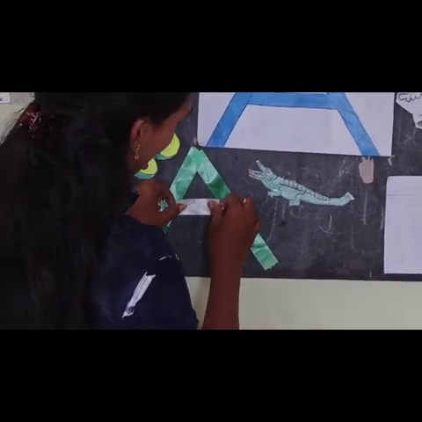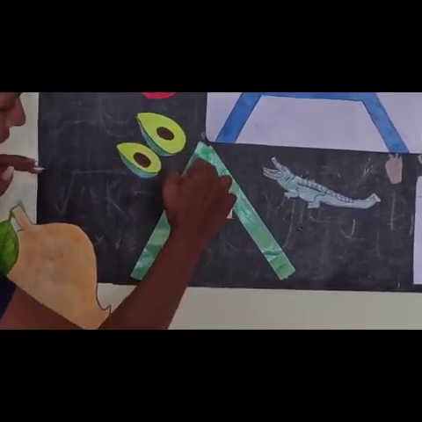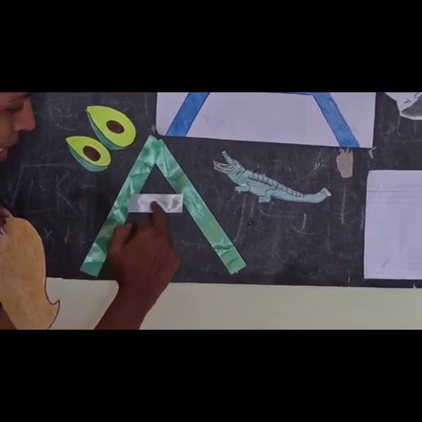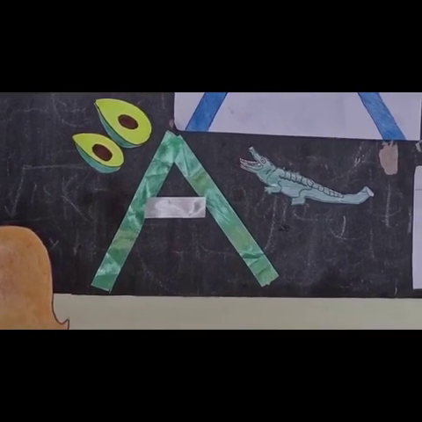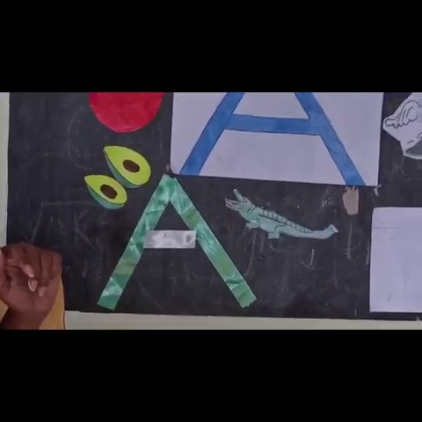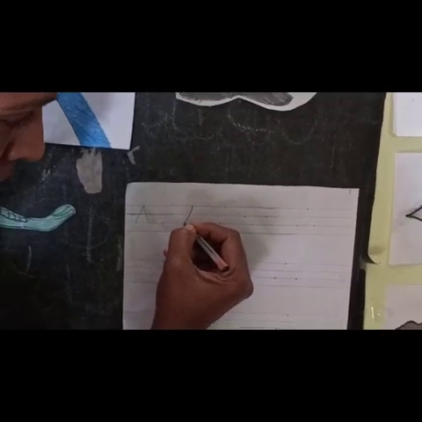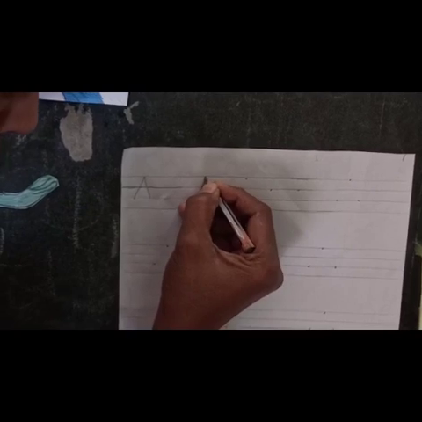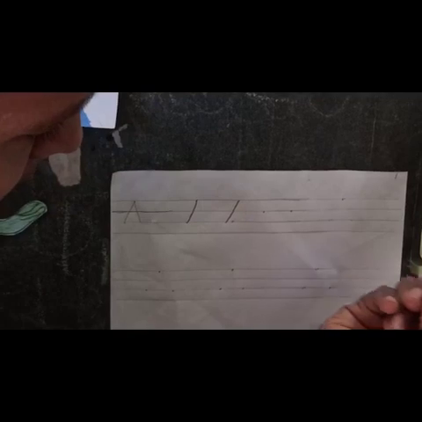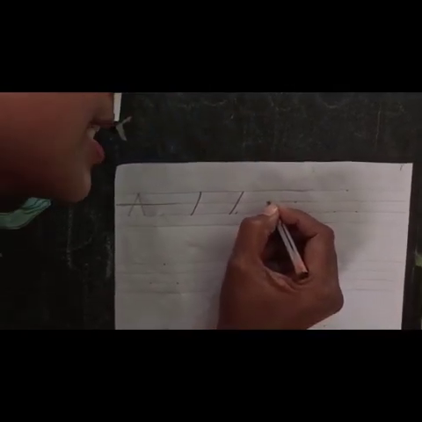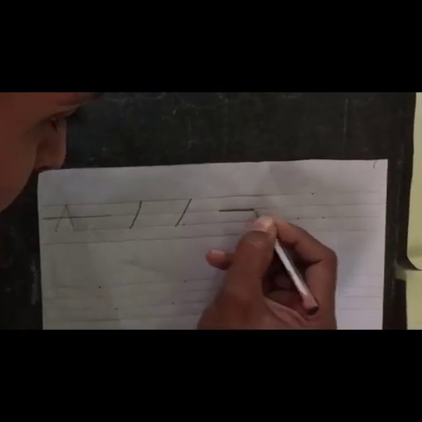It makes A. Okay, children? Slanting line and slanting line. Sleeping line. It makes A. Okay? Start. Slanting line. From up you have to start. Slanting line. Okay? This is sleeping line. What is this, children? Sleeping line.